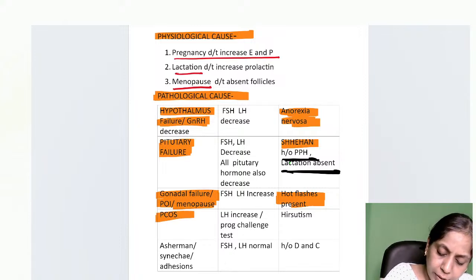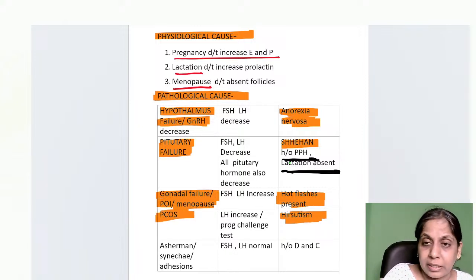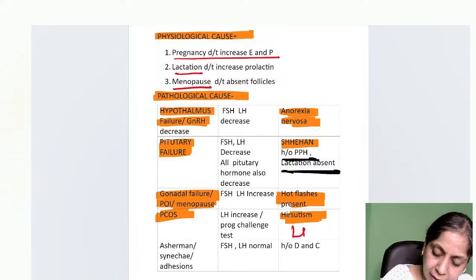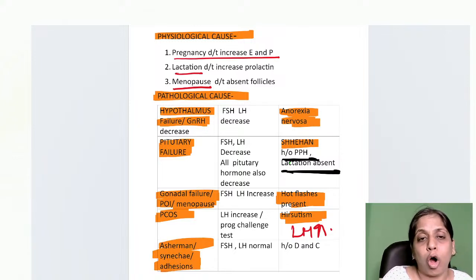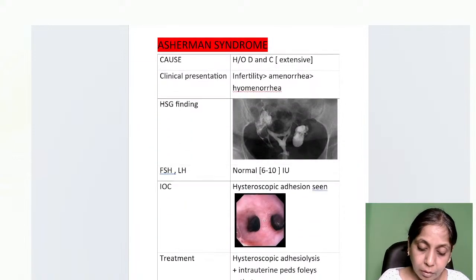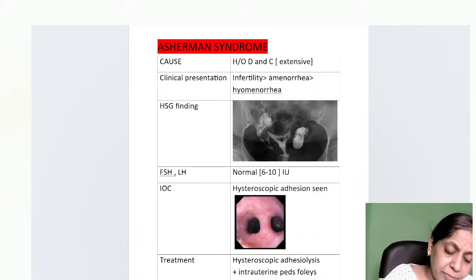And in PCOS, there is hirsutism and there is an increase in the LH only. In Asherman syndrome, there is a history of D&C and all hormones are normal. So in Asherman syndrome, the patient gives the history of D&C.